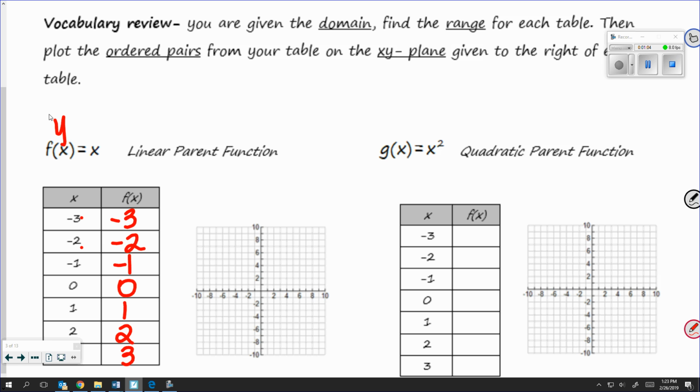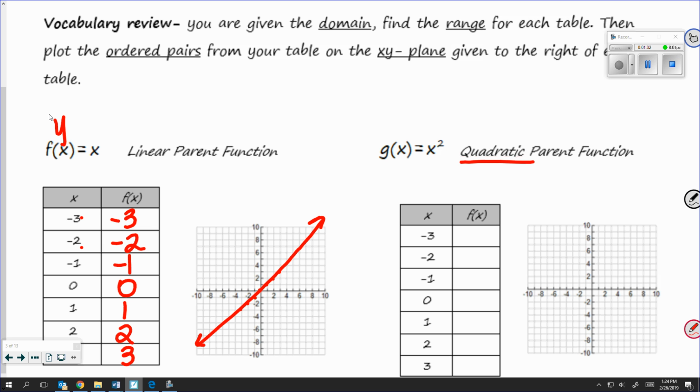So once we have that, we're going to plot our points. So negative 3, negative 3; negative 2, negative 2; negative 1, negative 1; 0, 0; 1, 1; 2, 2; 3, 3. And we're going to draw our line. That is a linear function. A linear function, remember, is a straight line. So now we're going to look at a quadratic function. This is what we're going to get into, a quadratic.